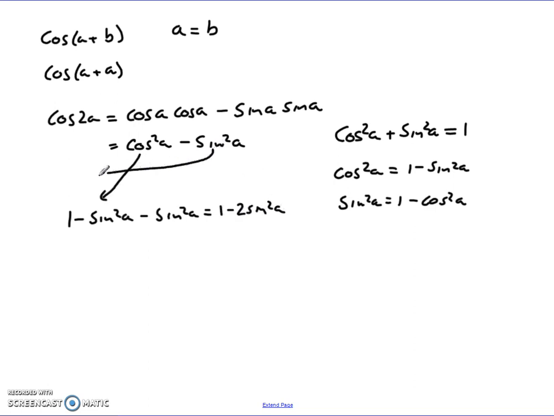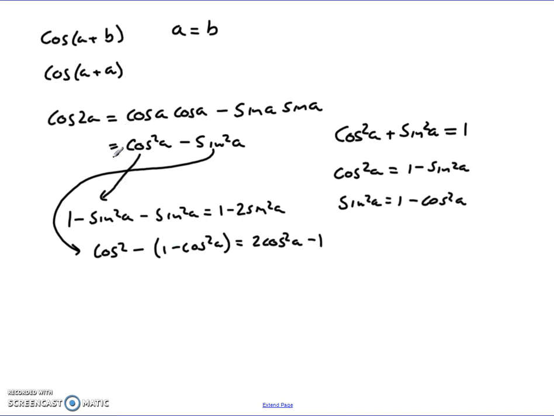Imagine I then looked at a version where I substitute in for the sine squared. I would get cos squared A, take away 1 minus cos squared A within a bracket. So that'd be cos squared A, take away 1, then minus minus, which would give me plus cos squared A. So that would then give me 2 cos squared A, take away 1.